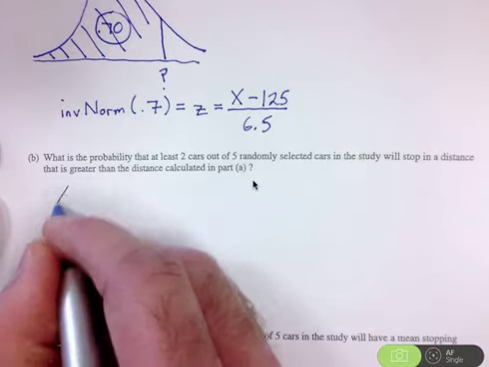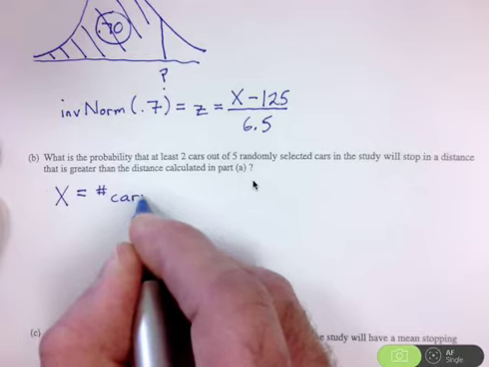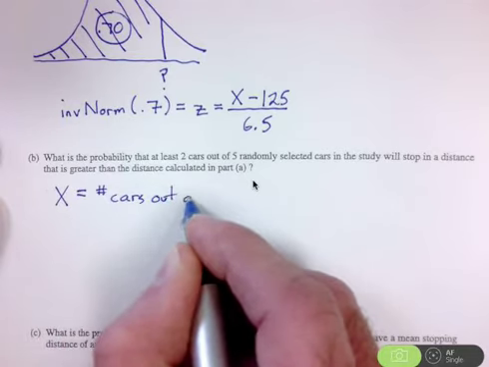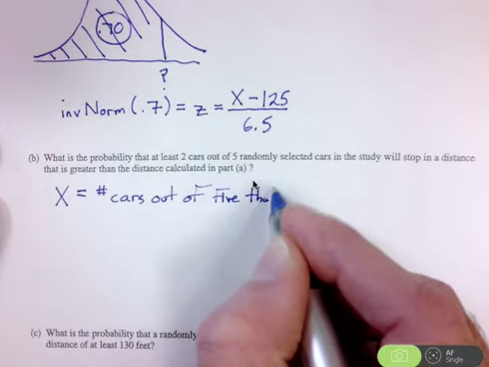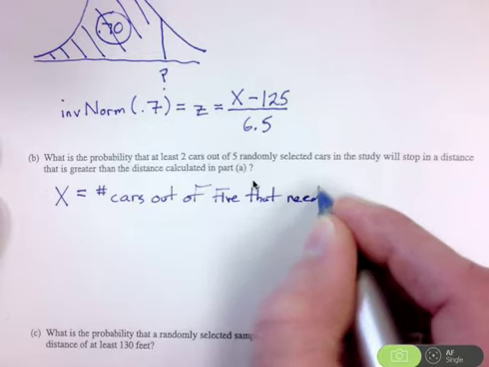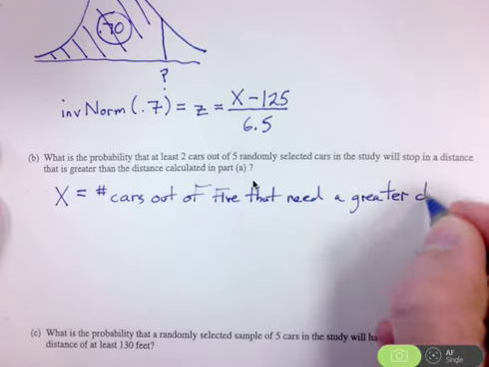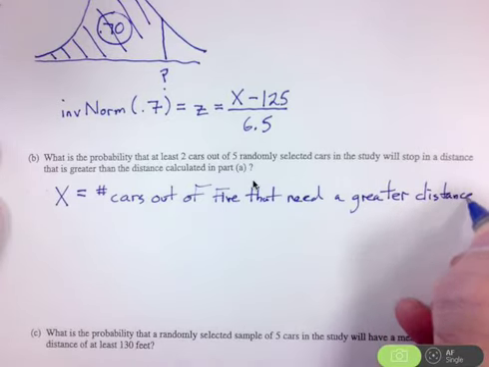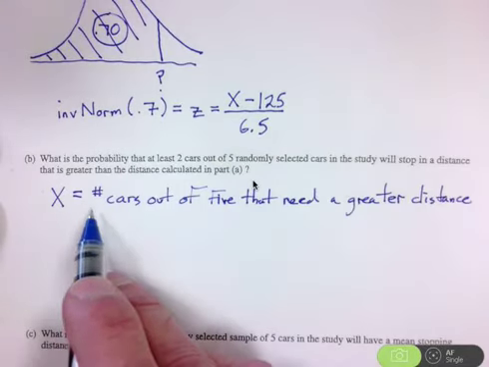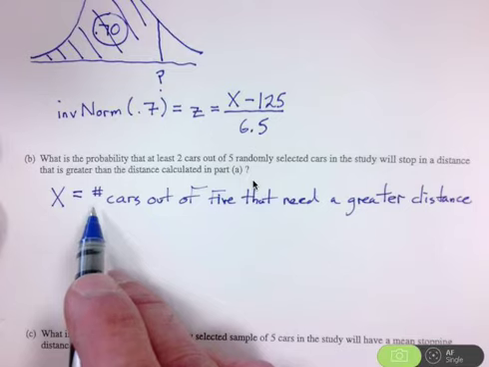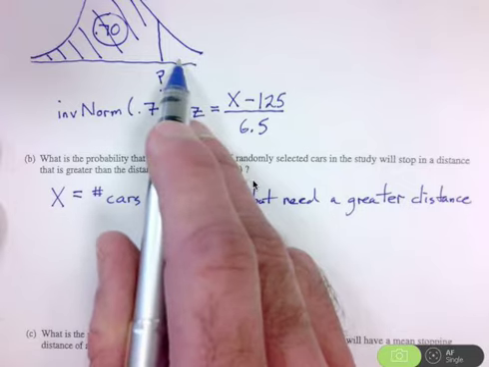So understand, let's let x equal the number of cars out of 5 that need a greater distance. I don't even know what that distance is yet. We haven't calculated that yet. A greater distance to stop. Okay, well, this is a binomial random variable. So there are 2 outcomes. They either do or they don't need a distance greater than the 70th percentile to stop.